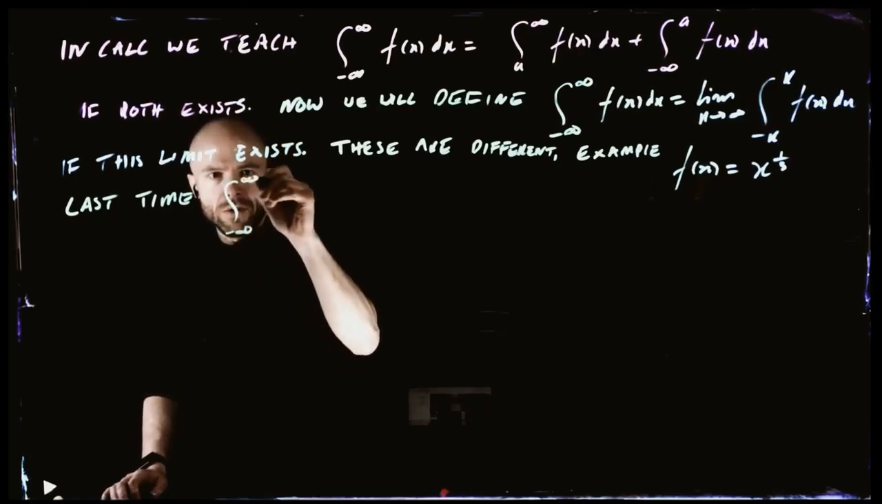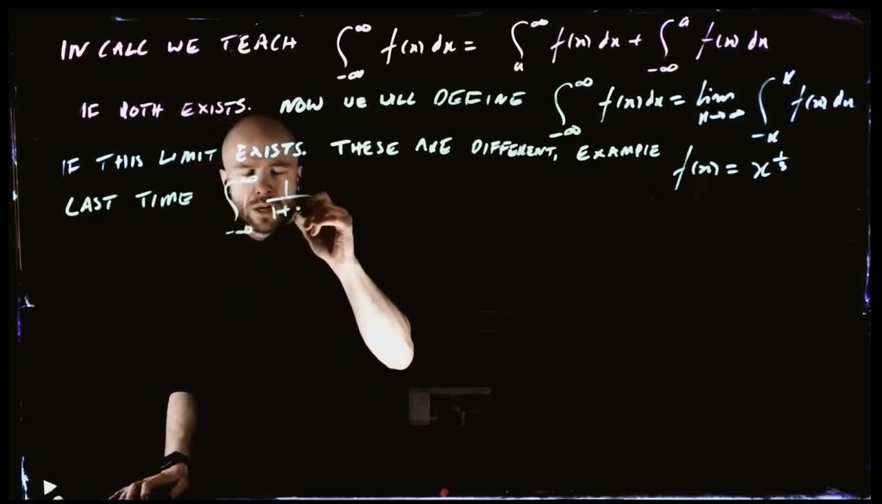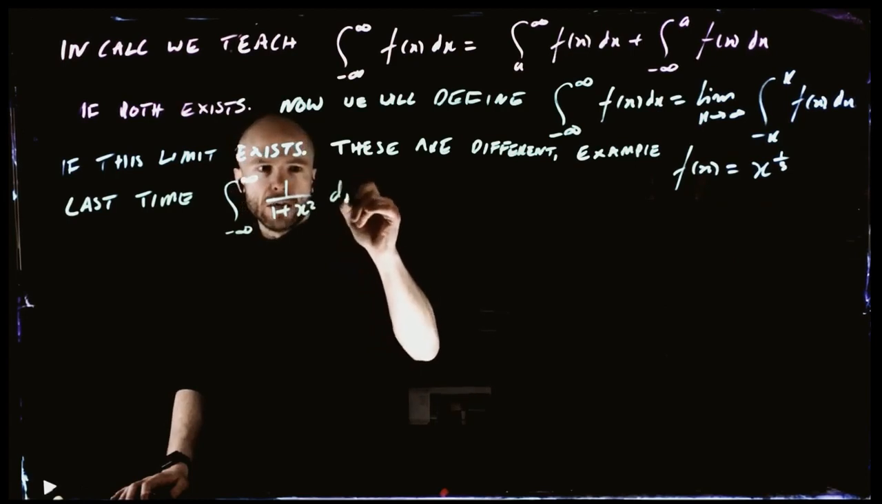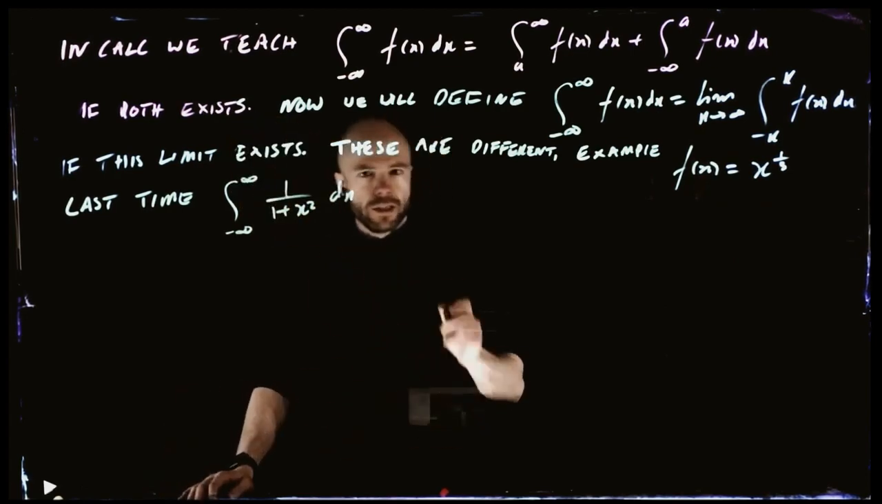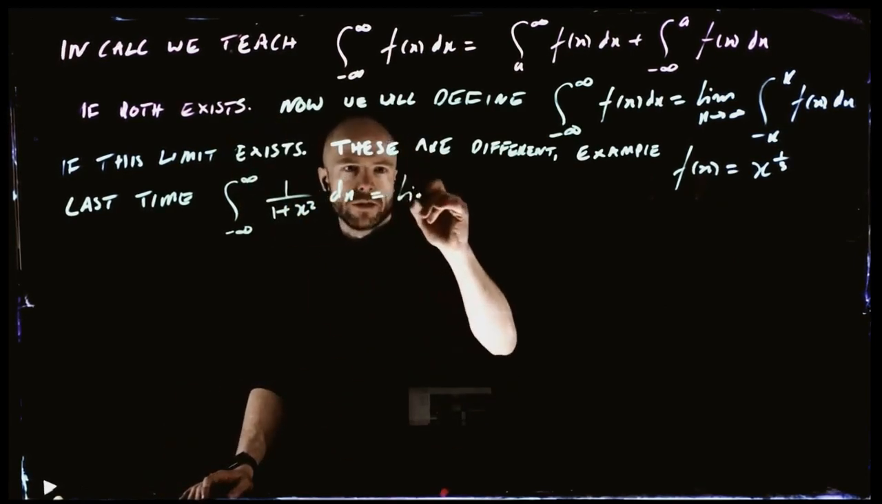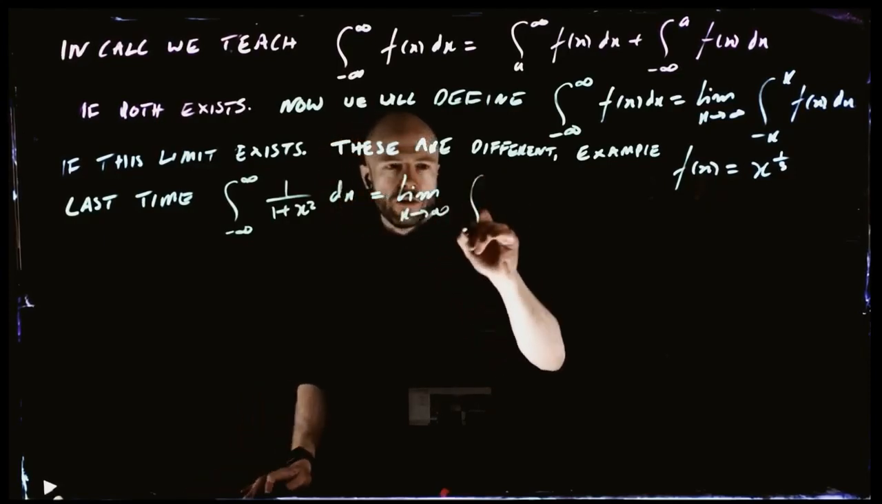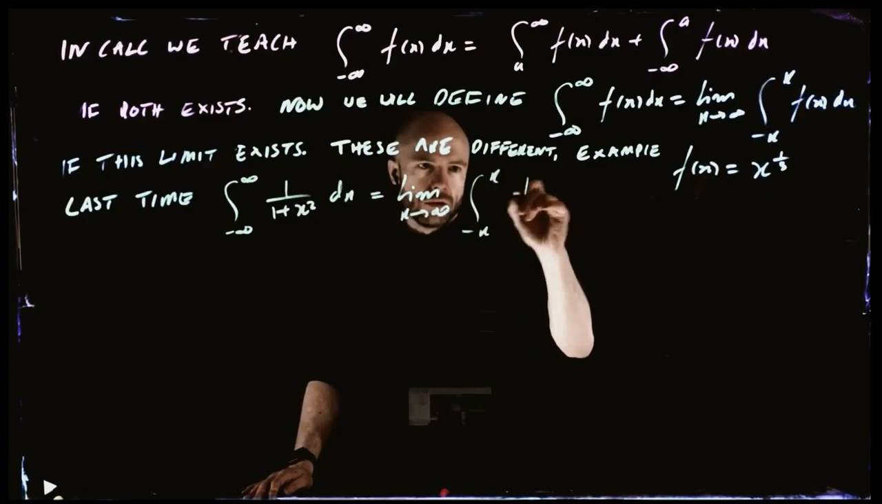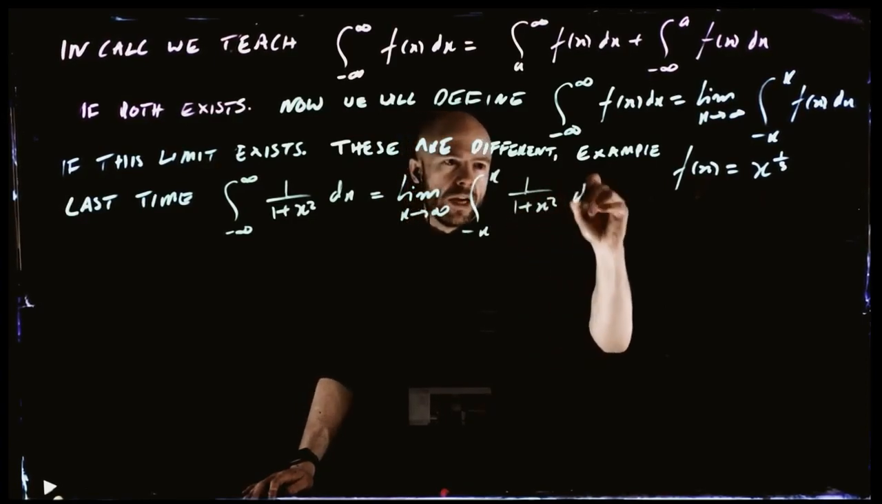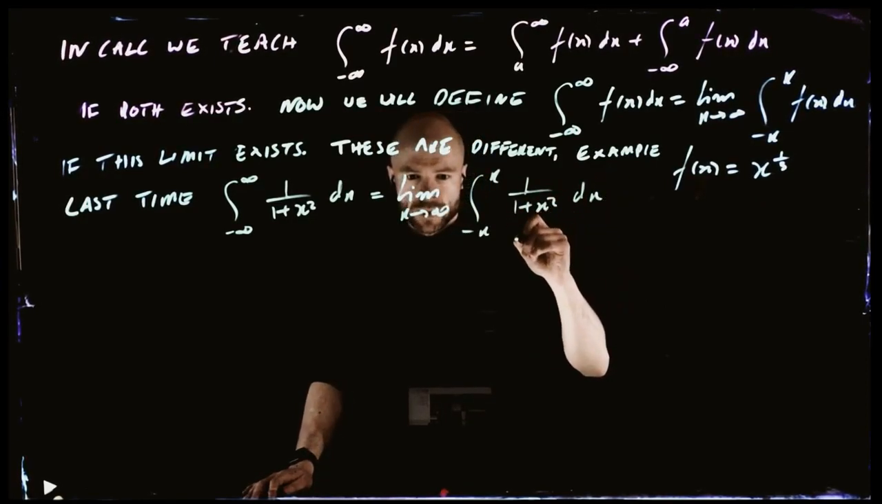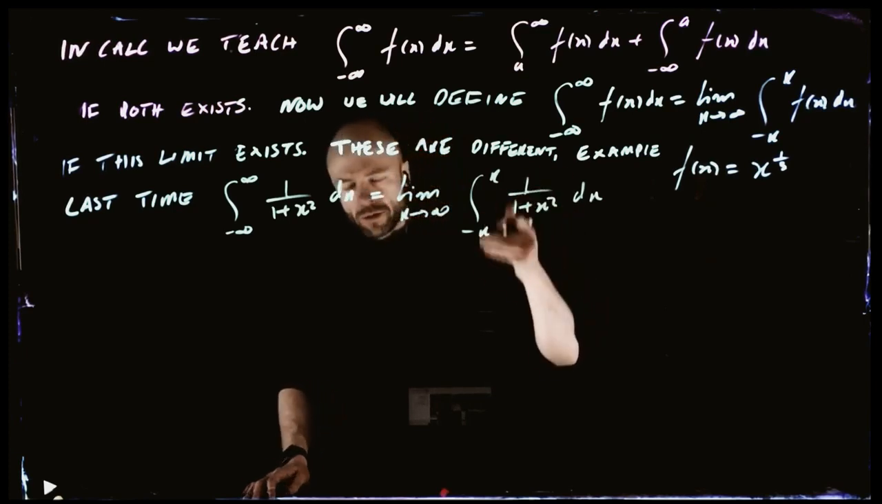All right, so what I did last time was this integral from minus infinity to infinity of 1 over 1 plus x squared. And I kind of skipped over this without saying it explicitly. I did this by saying, okay, this is the limit as r goes to infinity of the integral from minus r to r of 1 over 1 plus x squared dx. Yeah? And then I showed that this thing has a limit, and that was the answer.